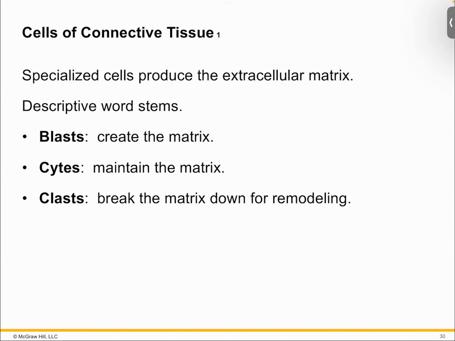So we have what's called blast cells. Blast cells is a type of cell that creates matrix. So often, not always, they lay down connective tissue in development. And that means you're 0 to 9 months, right?